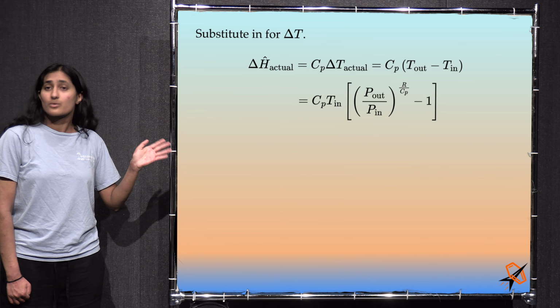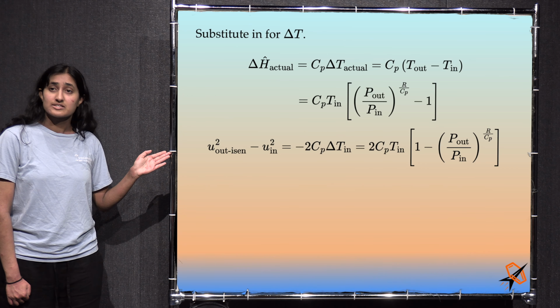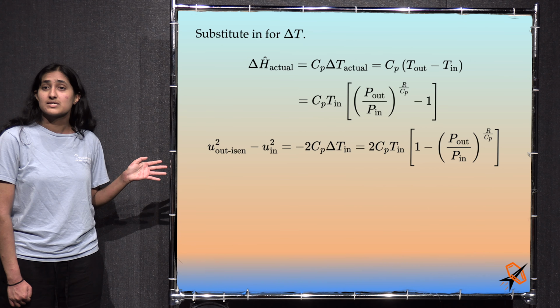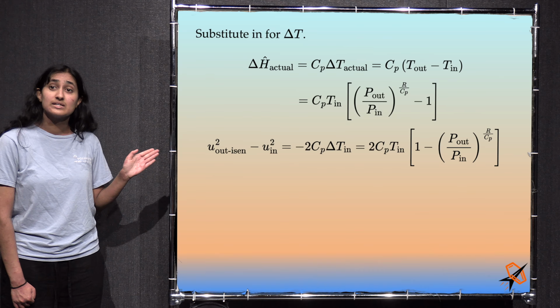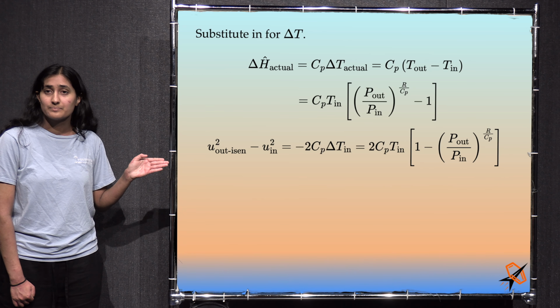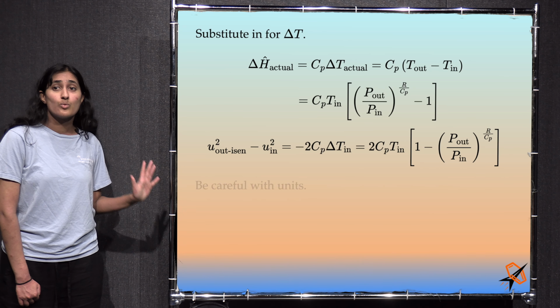And finally, we end up with our result that u squared out, in the isentropic case, minus u squared in is minus 2 C sub P delta T, which is 2 C sub P T in times 1 minus P out over P in to the R over C sub P power. Again, watch out for your units in this expression.